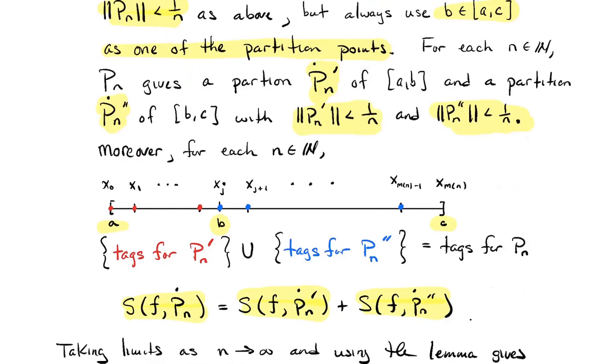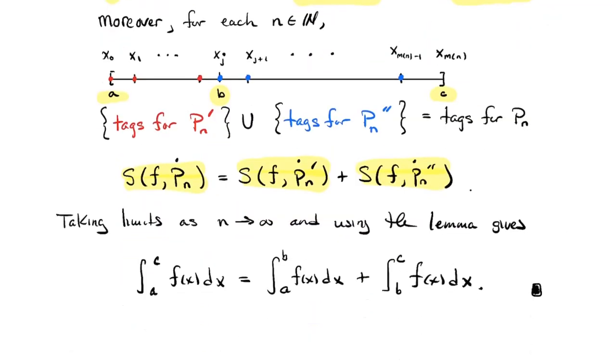In my notation here, this first sum, the Riemann sum for Pn prime, you would sum the index from 1 to j, right? So we're using the left endpoints. And then in the second one, you'd sum the index from j plus 1 up to m of n. Okay, so I've got my sequence terms written as a sum of two other sequences. F is continuous, so each one of these Riemann sums converges to the corresponding definite integral.